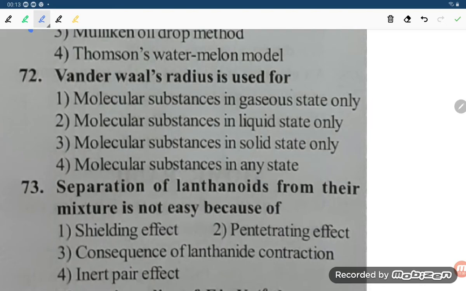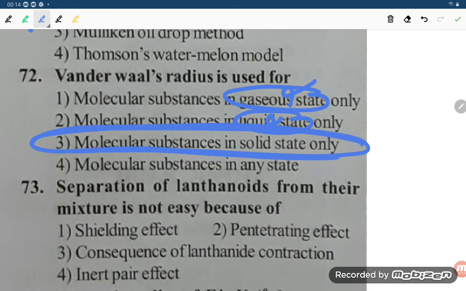If you talk about van der Waal radii, it is used for, student, molecular substance in gaseous state? Not gaseous, student, solid state. Molecular substance in liquid state? Not liquid state. Molecular substance in solid state. That is the correct option, option number 3. Van der Waal radii is used for the calculation of molecular radii, but the substance should be in the solid state. Okay, the molecular substance should be in the solid state.